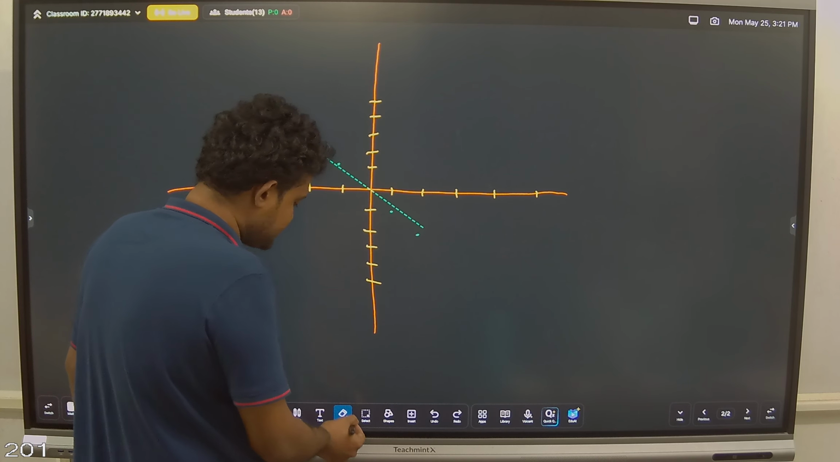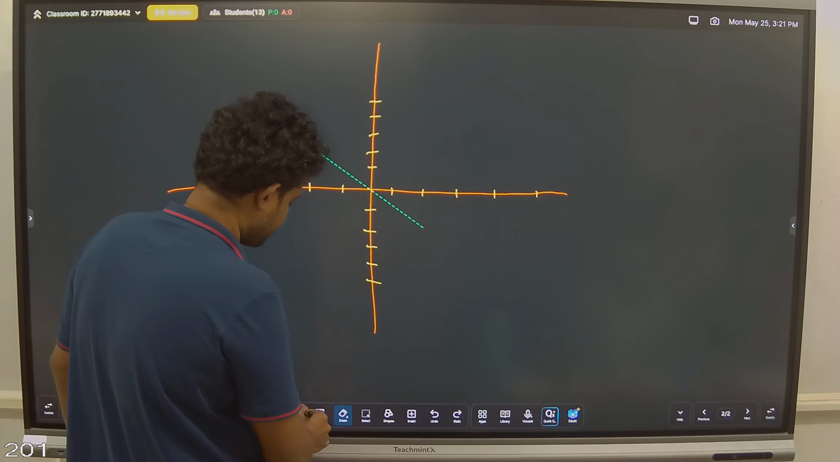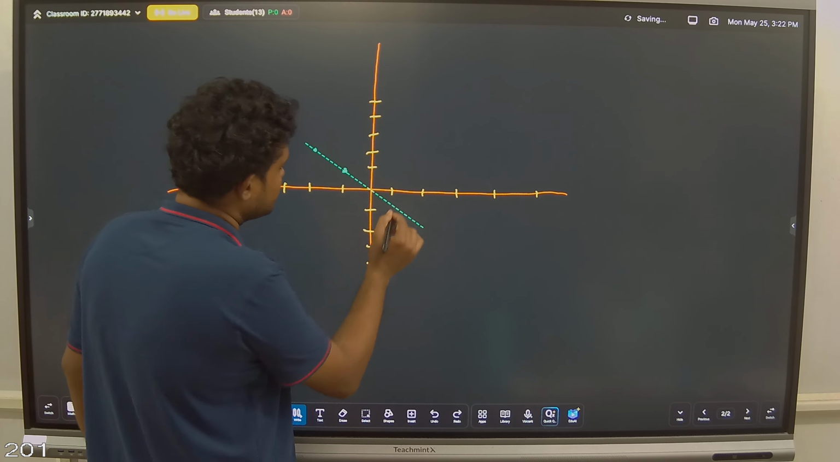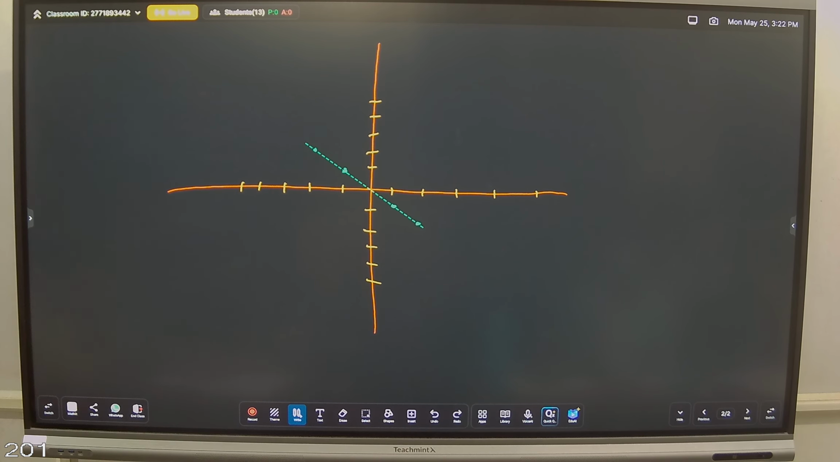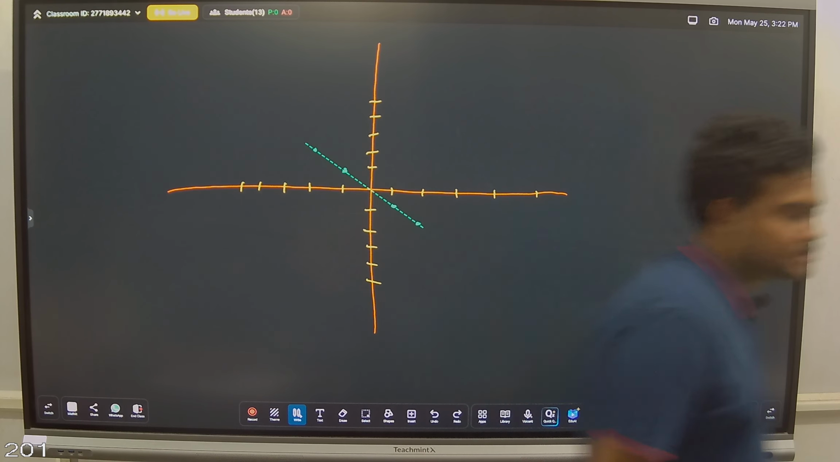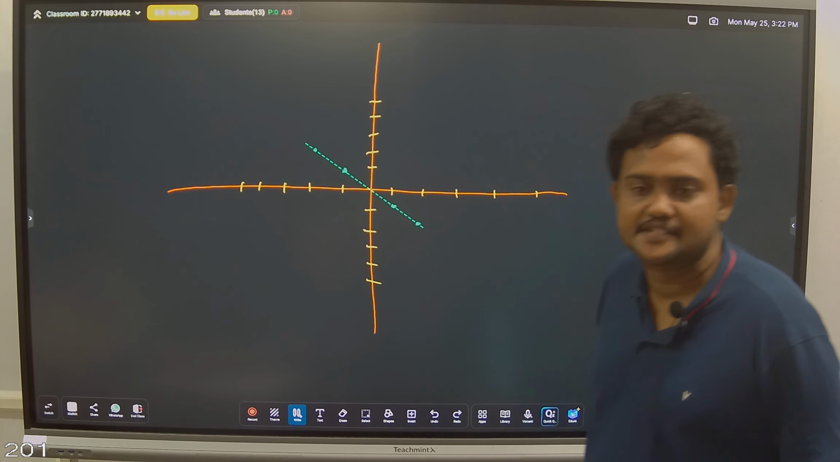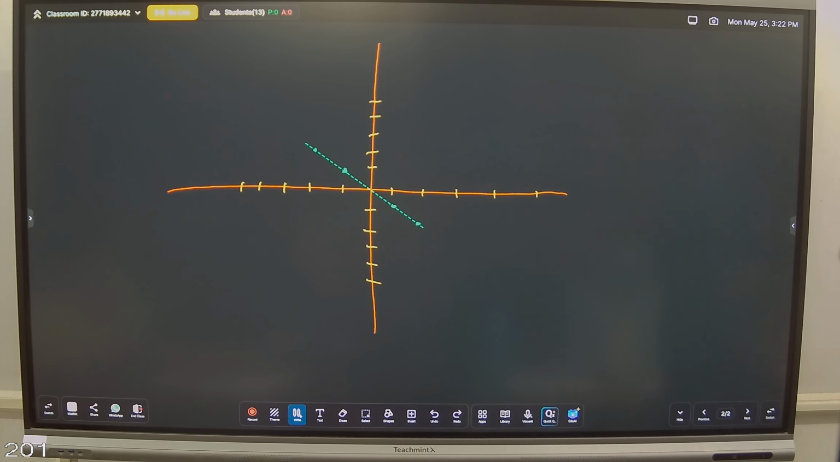I will have to change the points. This will be the equation of the line, and it will pass through these relevant points. It is going to be a straight line, right? So, what exactly is the angle made with the positive direction of the x-axis here? What is the angle made with the positive direction of the x-axis?